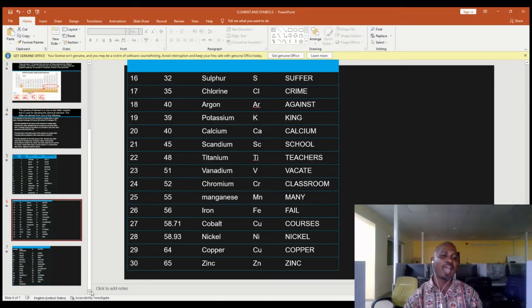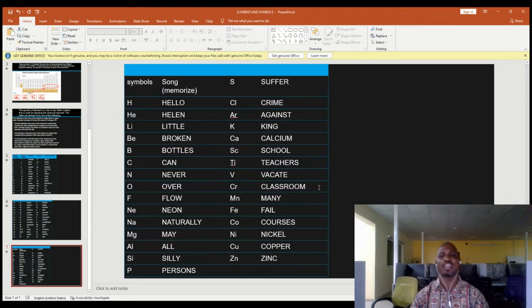My wonderful student, I'm going to be teaching us a song that we can use to memorize the symbols of these elements. It comes in handy when you're asked to write the symbols of the first 30 elements. If you're ready with me, I'm ready to go with you. The song goes like this.